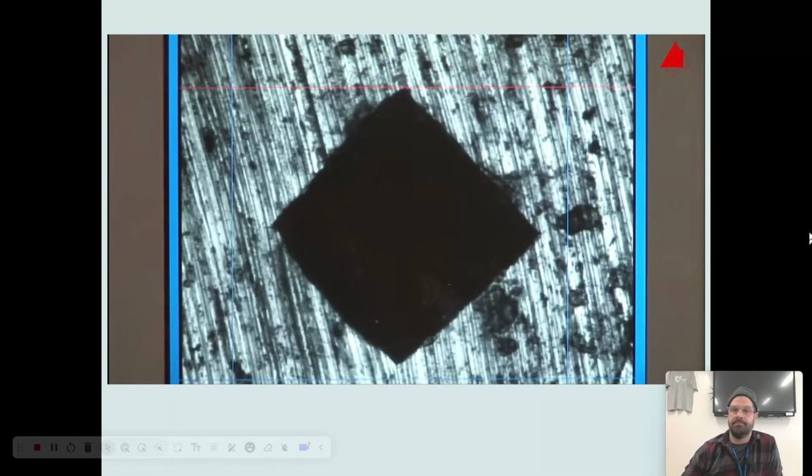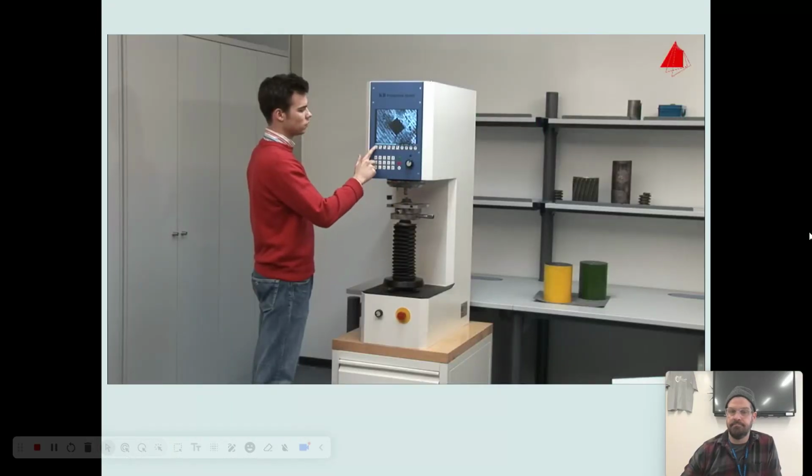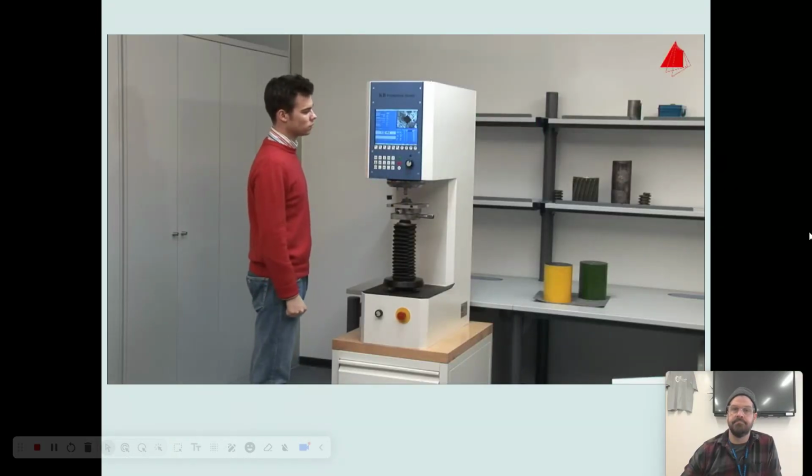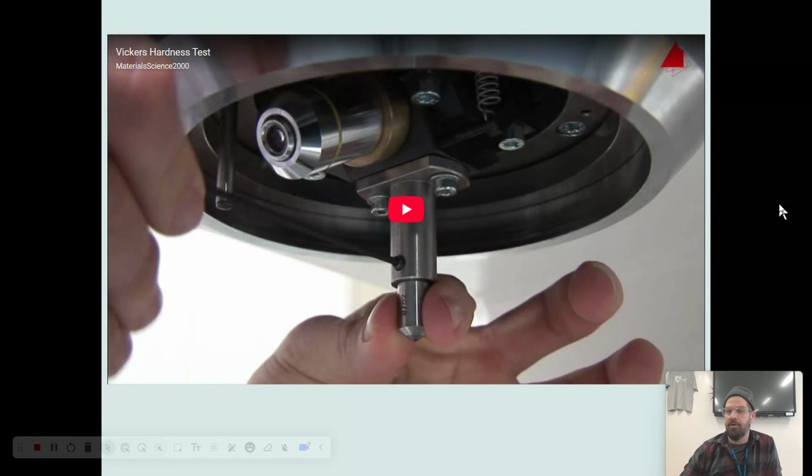With the control knob, the tester now places 4 measuring lines at the corners of the indentation. Doing that, he can easily measure the length of the 2 diagonals. Finally, he only has to push the input key. The Vickers hardness value will then be calculated automatically. It is equal to the test force F in the old unit kilopond divided by the area of the indentation A in square millimeters.